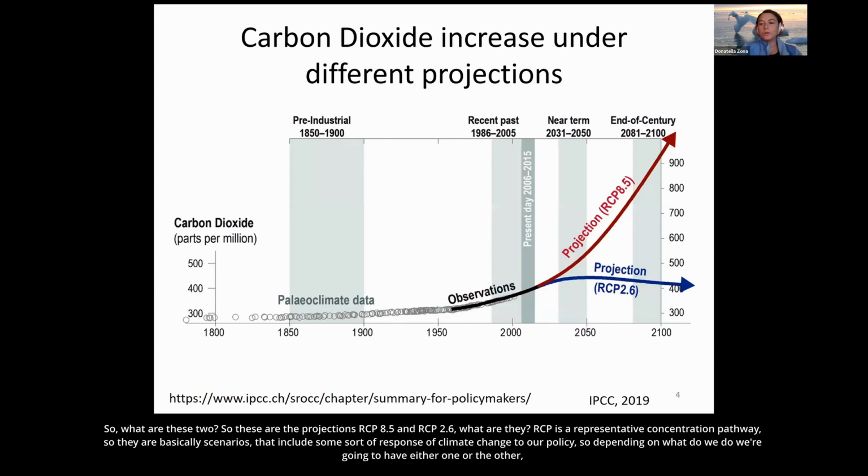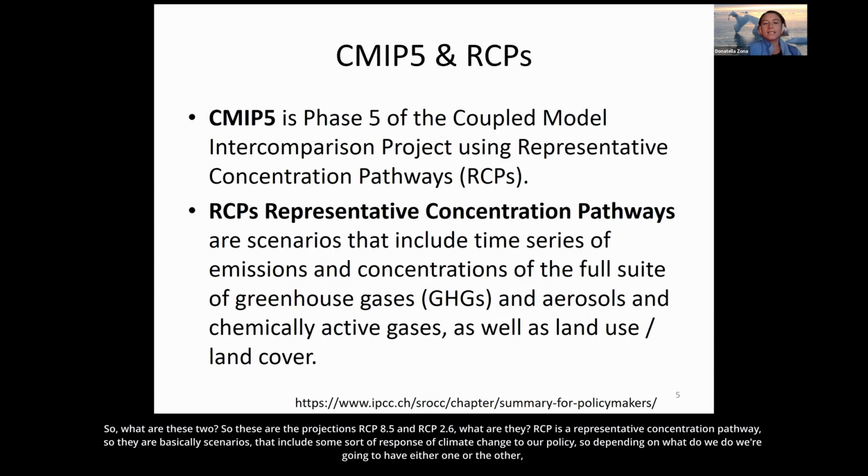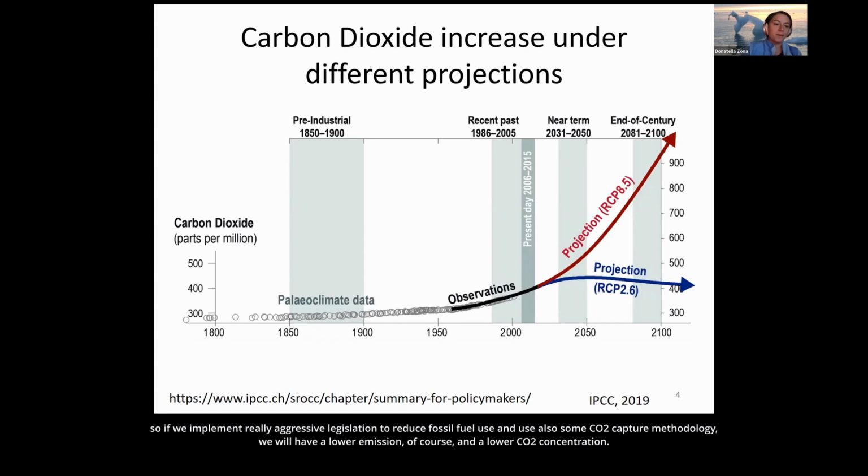So what are these two? These are the projections RCP 8.5 and RCP 2.6. What are they? RCP is Representative Concentration Pathways. So they are basically scenarios that include some sort of response of climate change to our policy. Okay, so depending on what we do, we're going to have either one or the other. If we implement a really aggressive legislation to reduce fossil fuel use and use also some CO2 capture methodology, we will have a lower emission, of course, and a lower CO2 concentration.